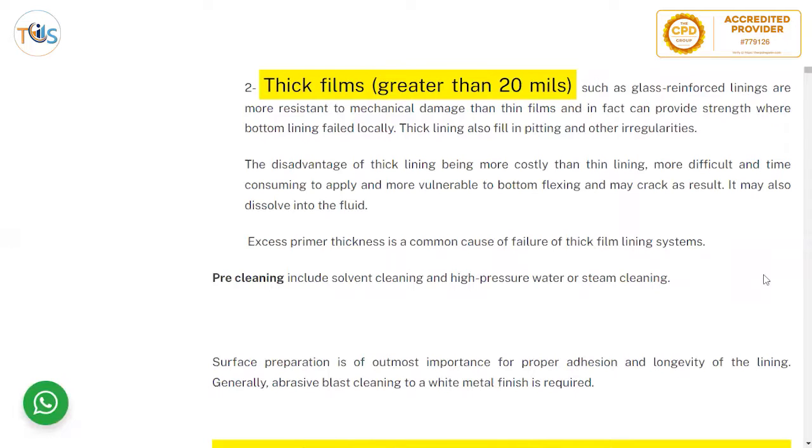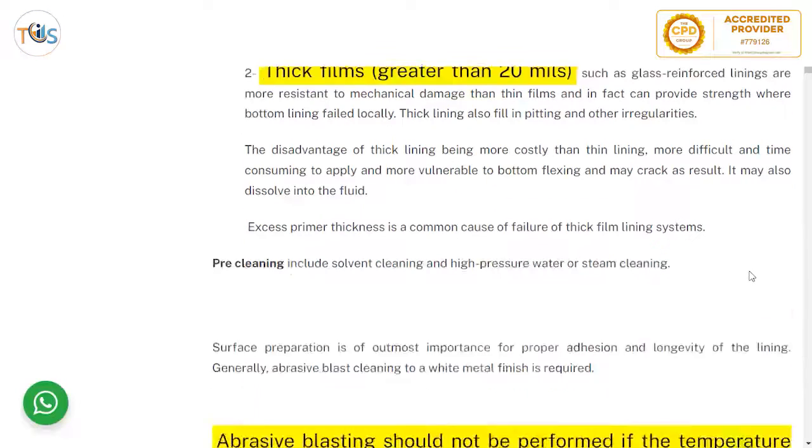The disadvantages of thick lining are that it is more costly than thin lining, more difficult and time-consuming to apply, and more vulnerable to bottom flexing and may crack as a result. It may also dissolve into the fluid. Excess primer thickness is a common cause of failure of thick film lining system.